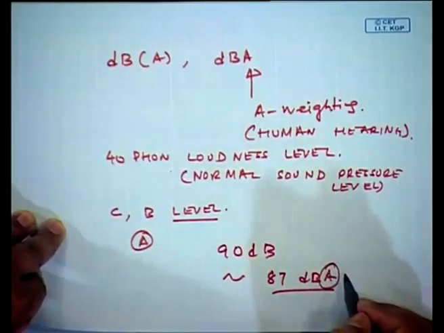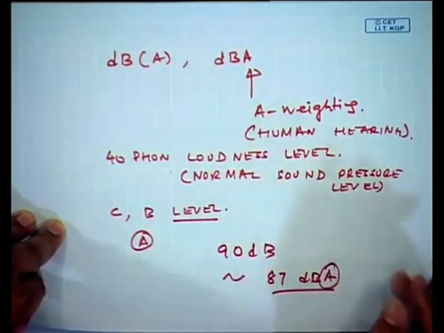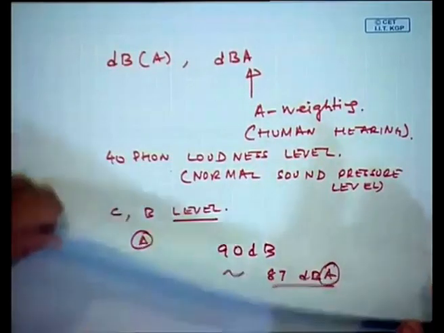So, whenever A weighting is given, it means that it has been corrected to human hearing, because if I give a measured value without the A weighting, it may not relate well with our sense of hearing, because dB is what a microphone would have given me, but I would be perceiving dBA. So, this weighting factor has to be given, so that I get the correct sense of the sound level which I have measured.